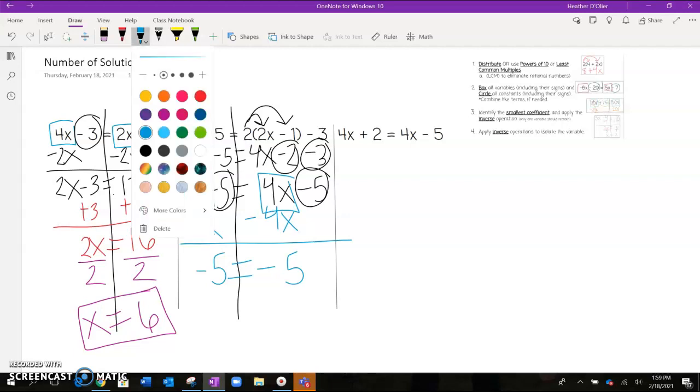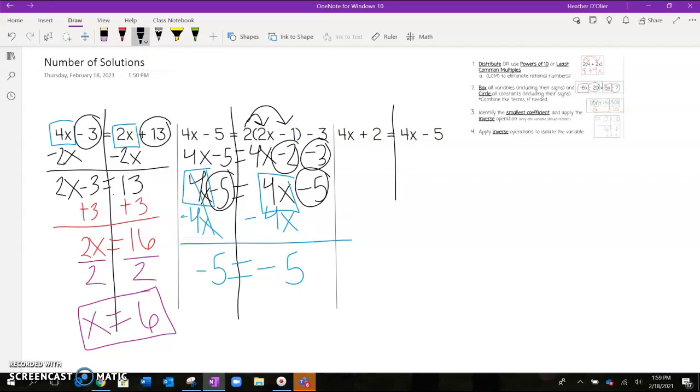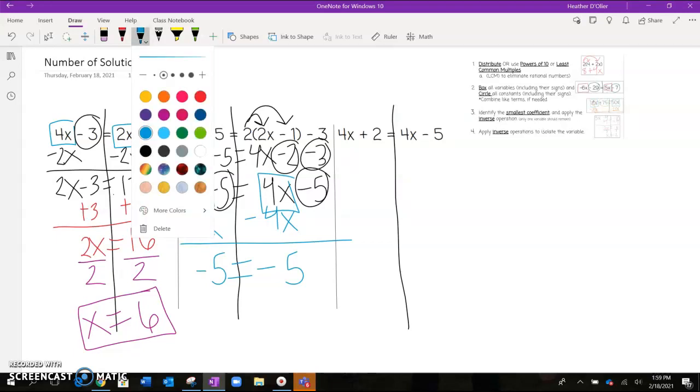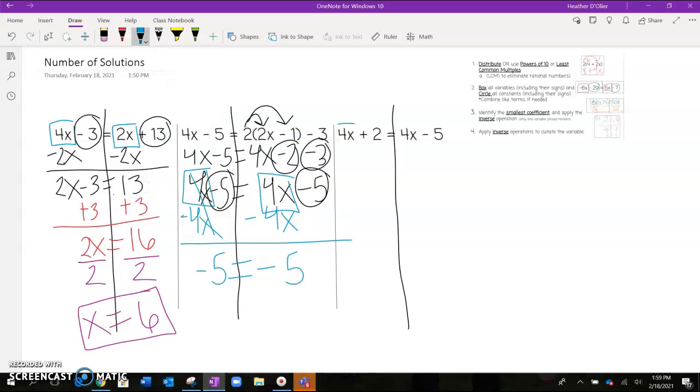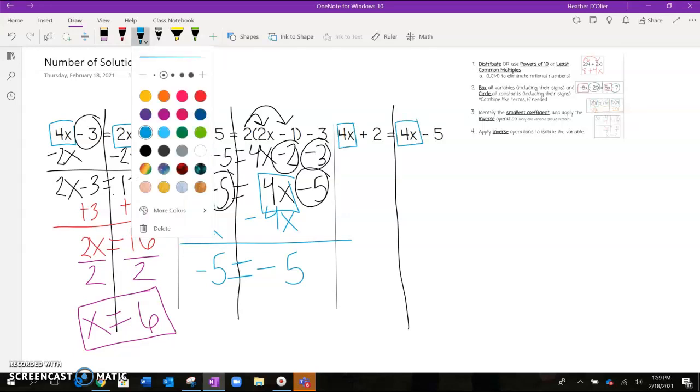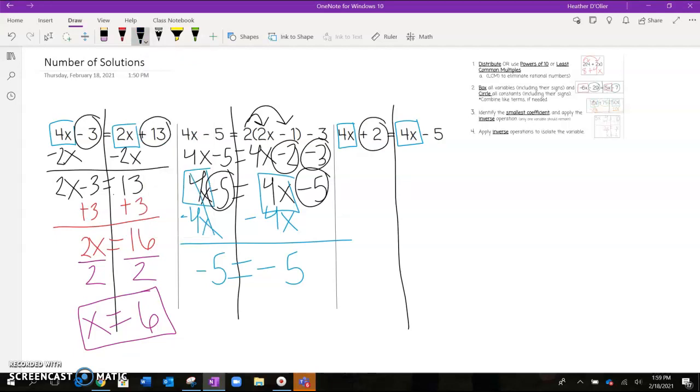Let's look at the next one. All right, I don't have any distribution, so I'm going to go straight into boxing and circling, and I don't have like terms. I have 4x, and I have 4x. They're the same amount again. And I have positive 2, and I have negative 5. Okay.